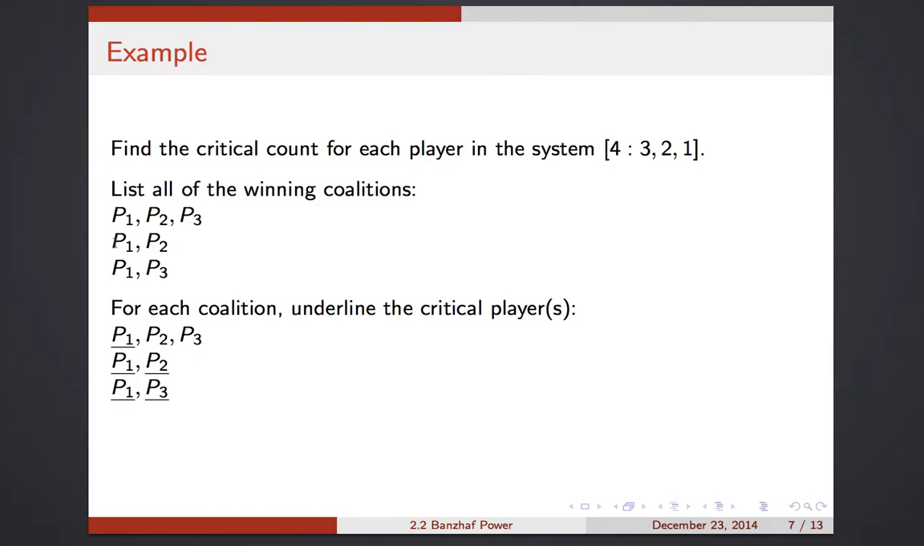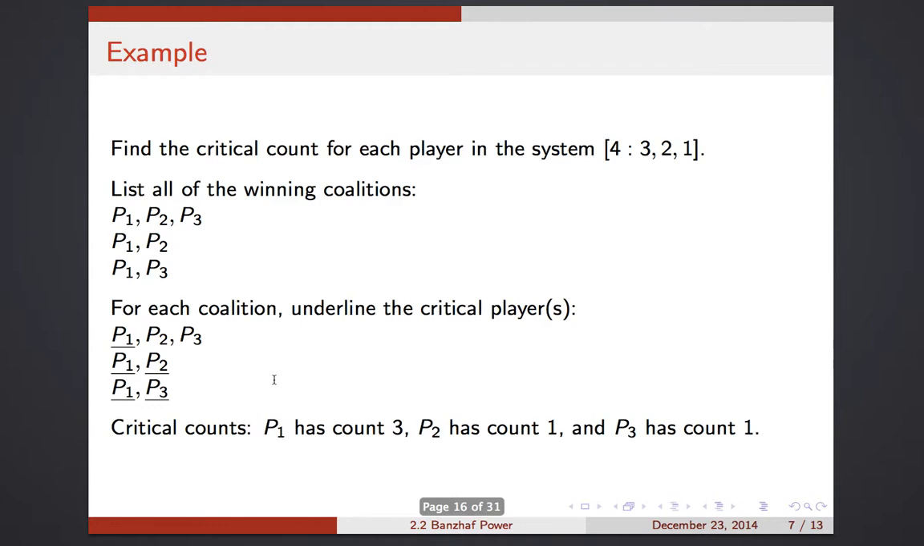So notice in this second coalition, P1 and P2, if P1 is kicked out, the coalition is no longer winning because player 2 does not have enough votes by himself to pass a motion. And if you kick out player 2, player 1 does not have enough votes by himself to pass a motion. So in the second coalition here, both players are critical, and by the same token, both players are critical in this third coalition.